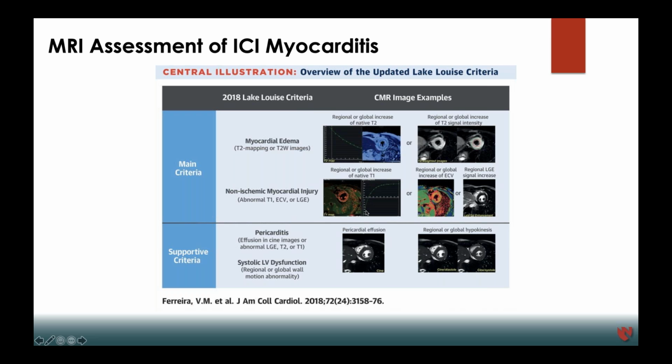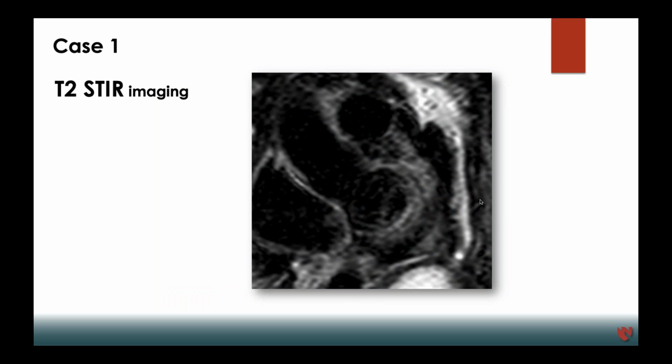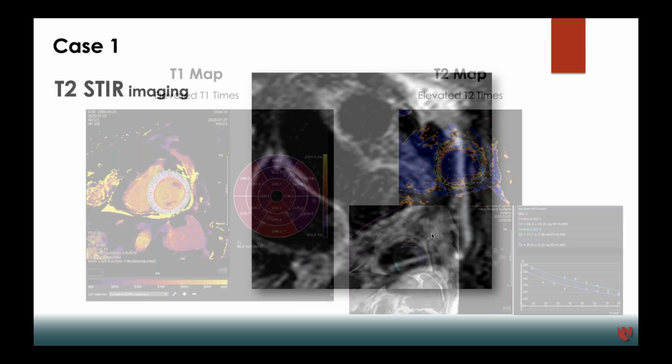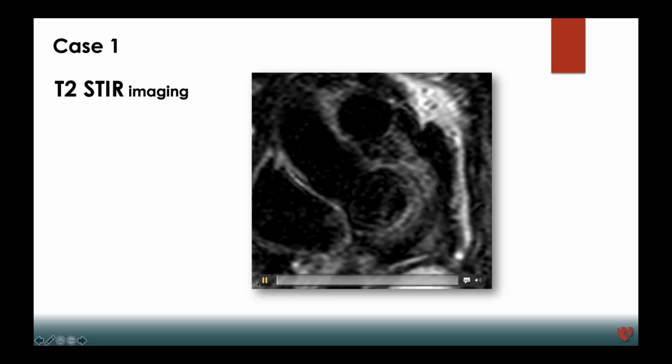T1 mapping is also key to quantify the extent of non-ischemic myocardial injury. We can use T1 mapping or ECV too, and then the presence of LGE can also be suggestive of myocarditis. So in this patient, there was no LGE, and then this is T2 STIR imaging. Again, this is a sequence looking qualitatively at the presence of edema.